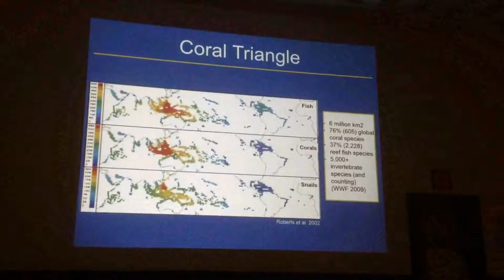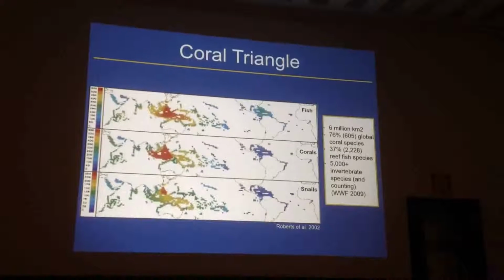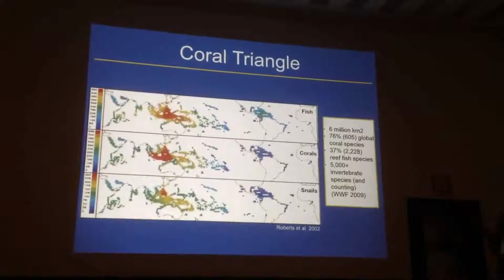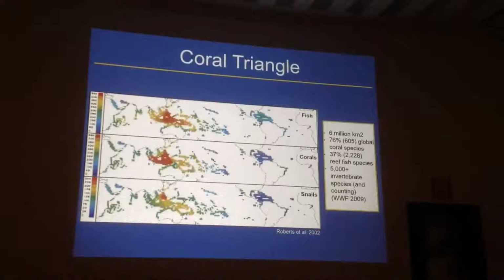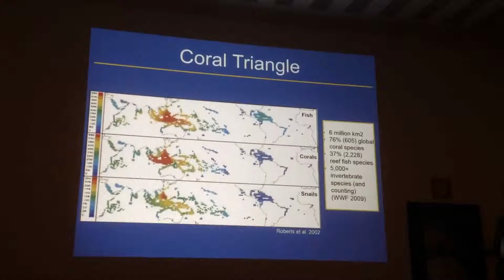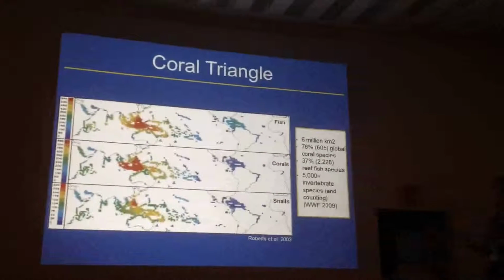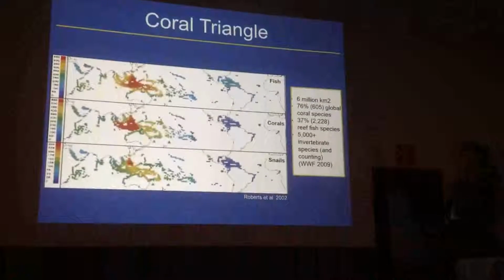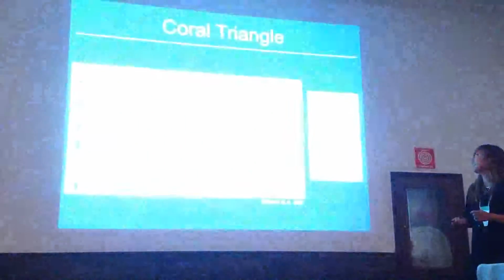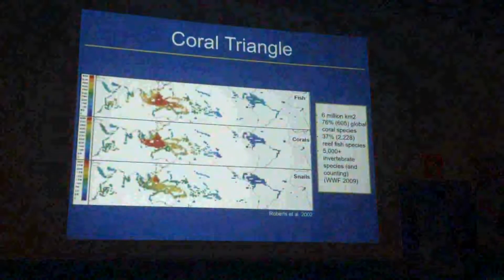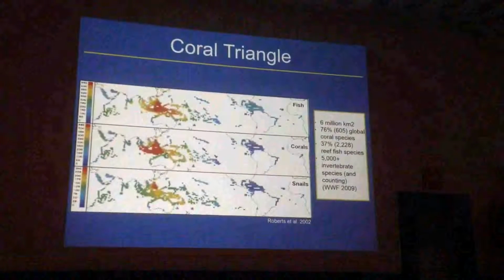So a really interesting place to look at this is the Coral Triangle. Now this is a 6 million square kilometer region. It's bounded by the Philippines, Indonesia, Malaysia, and Papua New Guinea. And this is the center of marine biodiversity. It houses 76% of global coral species, 37% of reef fish species, and over 5,000 vertebrate species. So this is indicated by this red region here.